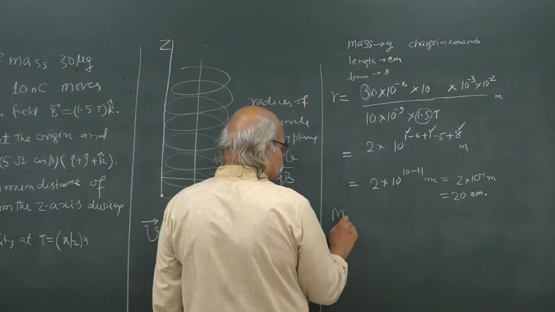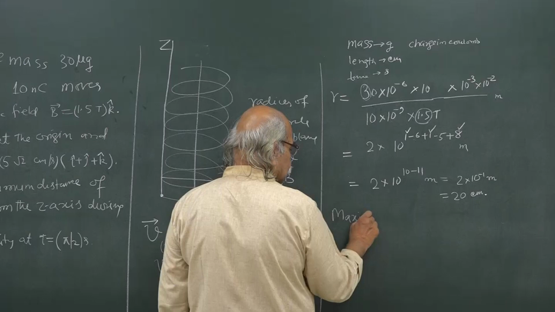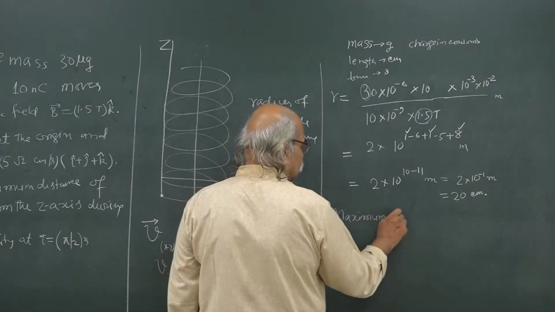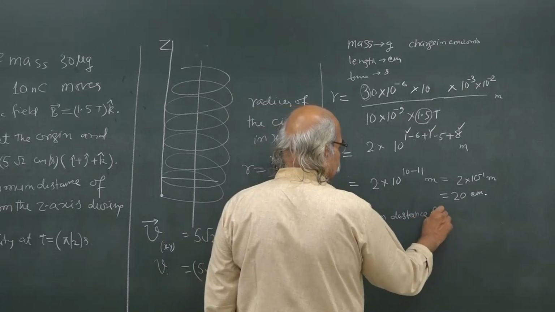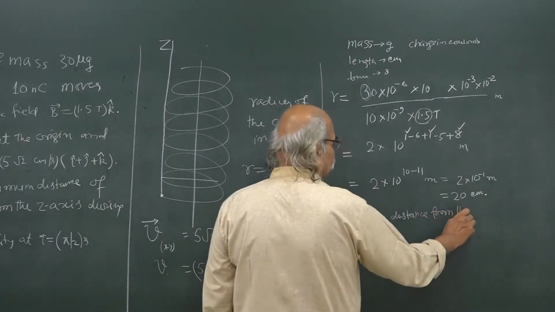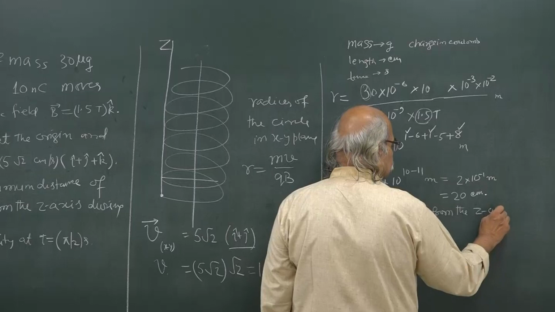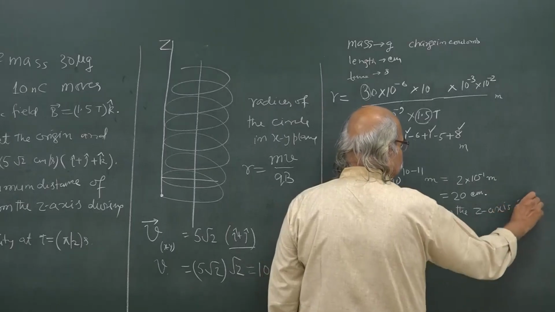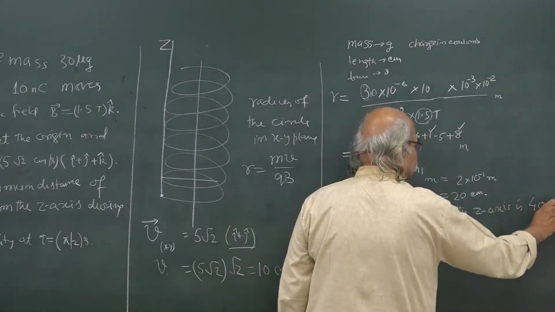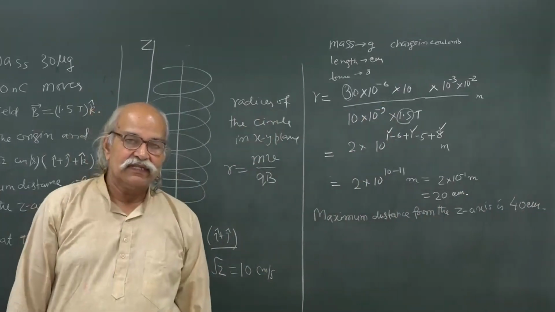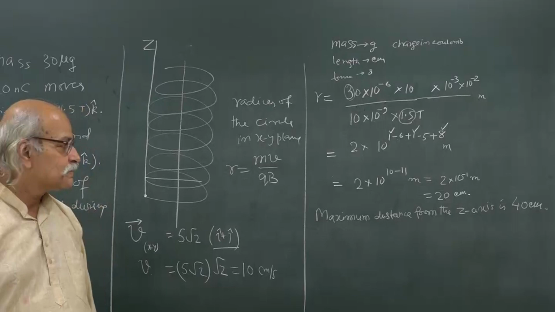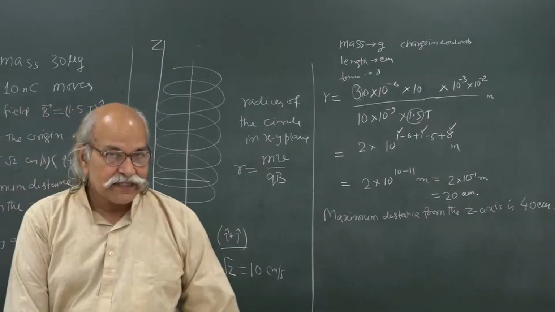And therefore, the maximum distance from the z axis is 40 centimeters. Right. So, that is our question 1. Now, let us move to question 2.